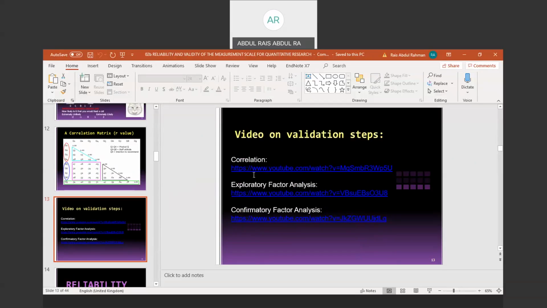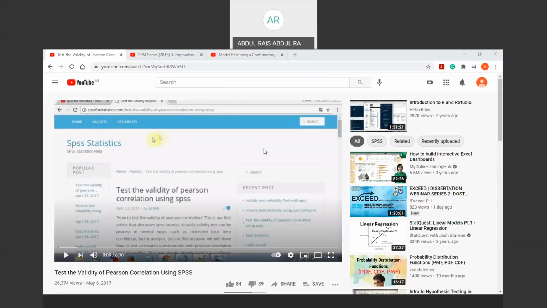If you wish to learn about correlation, you can click on this link. If you wish to know about exploratory factor analysis or confirmatory factor analysis, you click this tool link below. If you're curious to know more about how to test validity through correlation, you can look at this first video. It's 6 minutes long. It demonstrates the steps to do validity through the function of Pearson correlation.